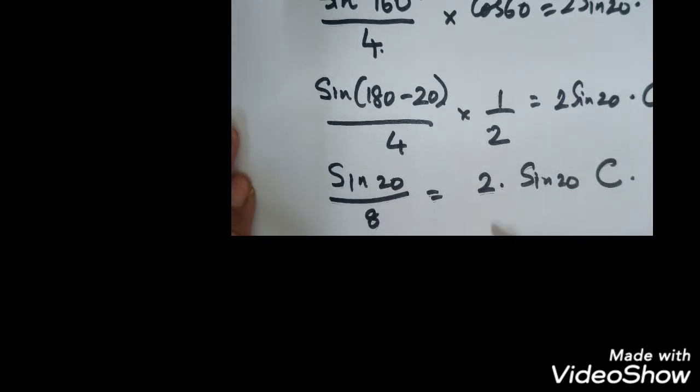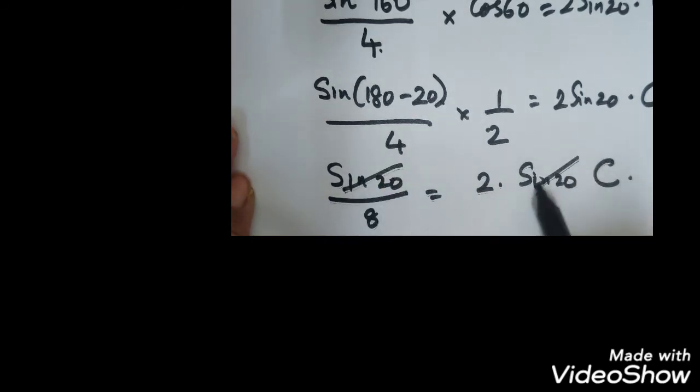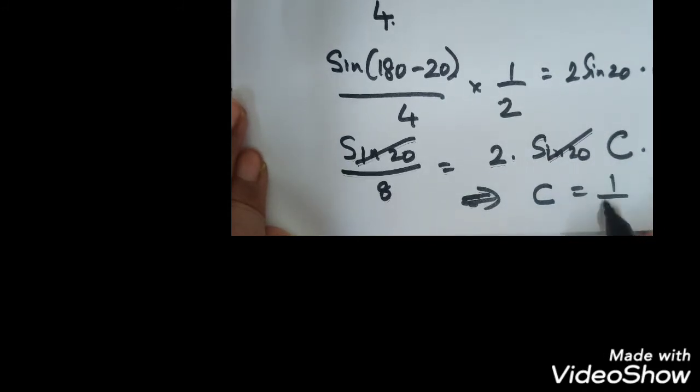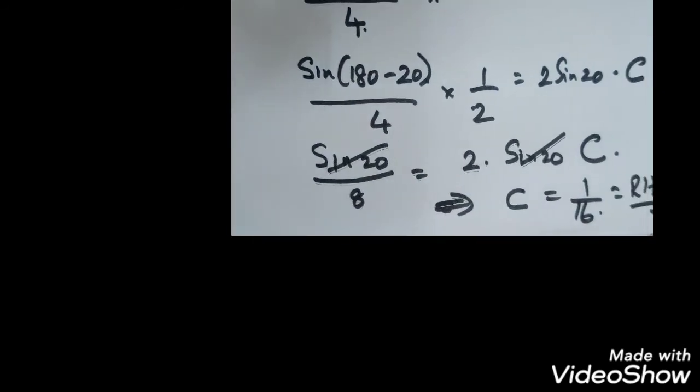Now as I told you, the catalyst method, we had introduced a sine 20. Now we are just going to cancel the sine 20 which is available on both the sides. And what do we get here? 2c is 1 by 8, or c is equal to 1 by 16, which is nothing but your RHS, or your right hand side.